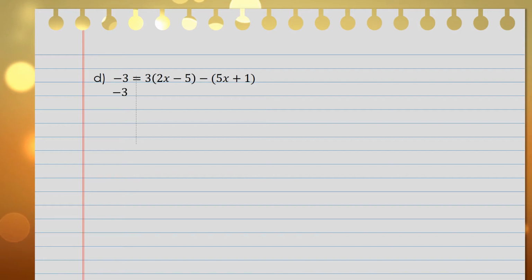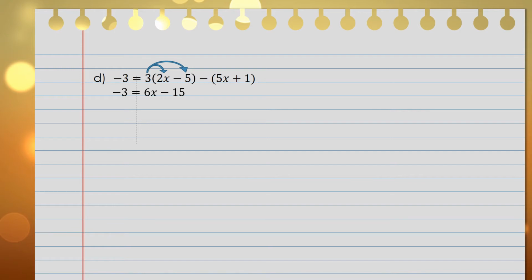Notice we have a 3 touching the parenthesis of 2x minus 5. Well, recall, if values are touching, that implies multiplication, which means we need to distribute the 3. So 3 times 2x and 3 times negative 5. Well, that gives us 6x minus 15. Now the 3 stops distributing because we reached the end of the parentheses.